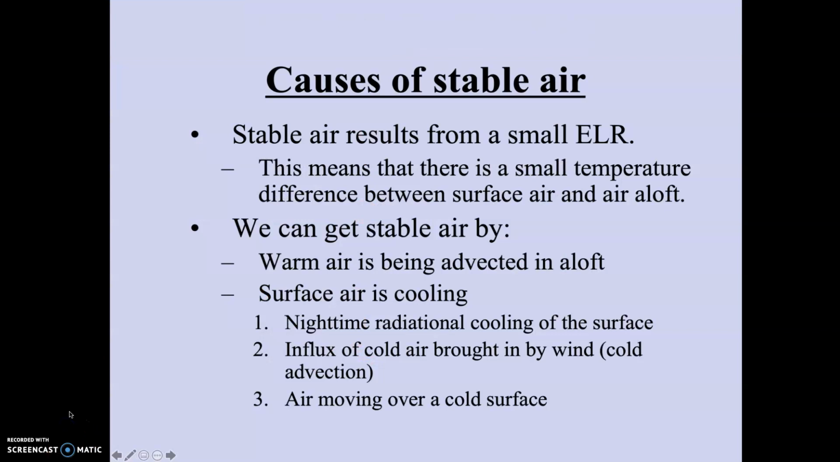So you can think about the ways you could get stable air. Basically, low differences in temperature between the surface and air aloft. If they're very similar, you're going to have stable air. Or just any area where there's not a big change in temperature. Warm air being advected at the top of the atmosphere would cause more stable air. Surface cooling would cause stable air, and that happens through radiational cooling or cold air being advected along the surface. Now, moving on to unstable air.